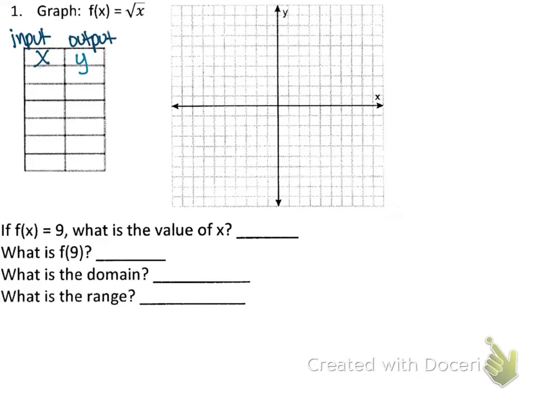We're going to graph problem 1. It's a radical equation. We're going to do this using an input-output table. So we'll choose values for x, input those into the equation, and find out what our output is, what our y is.